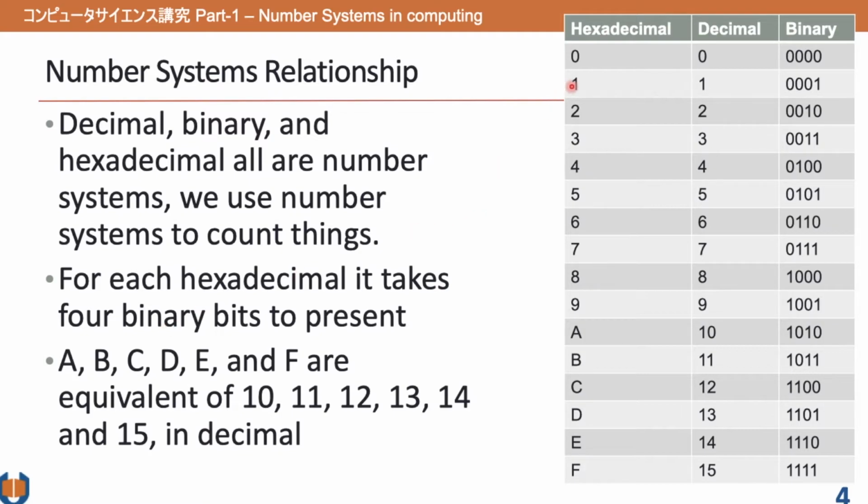Another thing is these are the 16 hexadecimal symbols. Each hexadecimal symbol needs 4 bits to represent in binary, and 2 decimal digits maximum. And A, B, C, D, E, and F are 10, 11, 12, 13, 14, and 15 respectively in decimal. So these are the relationships among these three number systems.